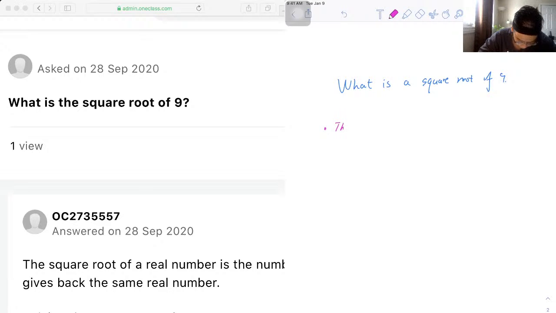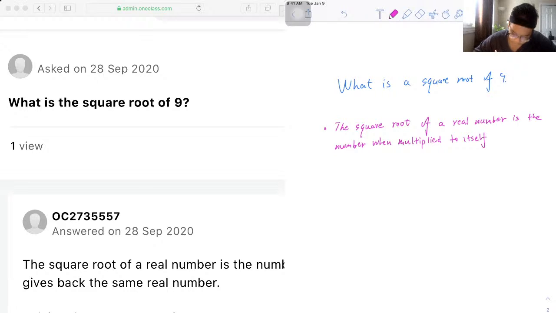The square root of a real number is the number that, when multiplied to itself, gives back the same real number.